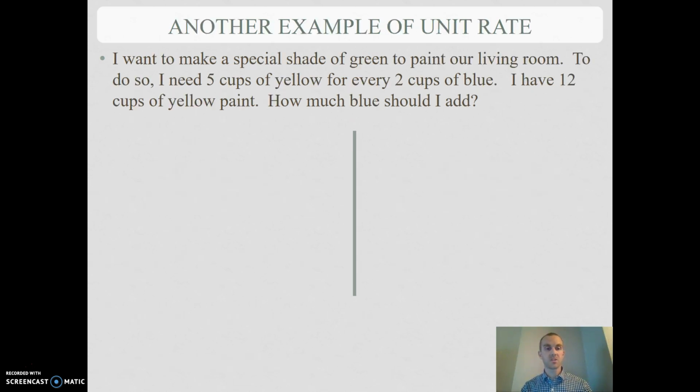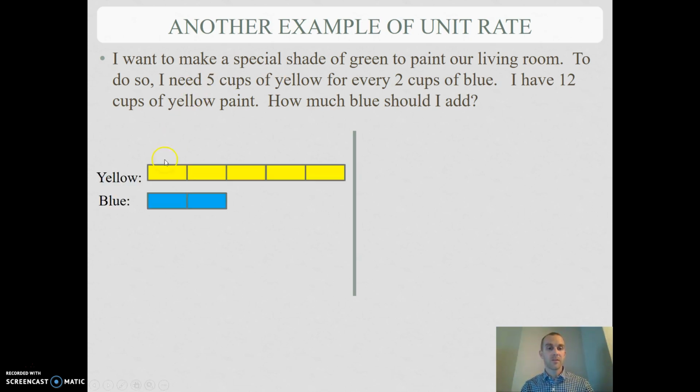Let's look at another problem just to help out. Say I want to make a special shade of green to paint our living room, and it uses 5 cups of yellow for every 2 cups of blue. And I have 12 cups of yellow paint. How much blue should I add? So let's set it up again the same way. I have my 5 cups of yellow and 2 cups of blue.